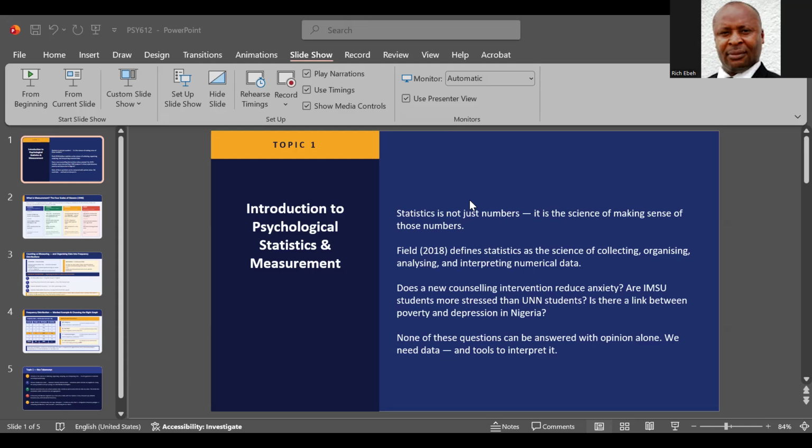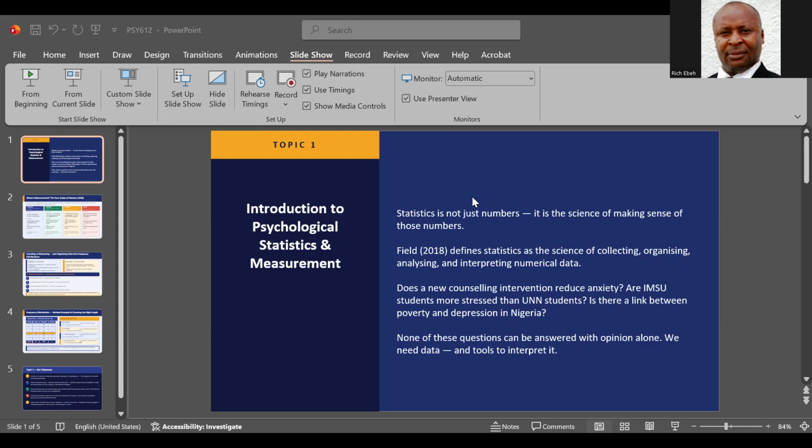So by the time we finish this topic, you'll be able to understand what statistics is all about and how to organize and describe data. So what is statistics? Statistics is the science of collecting, organizing, analyzing, and interpreting numerical data.